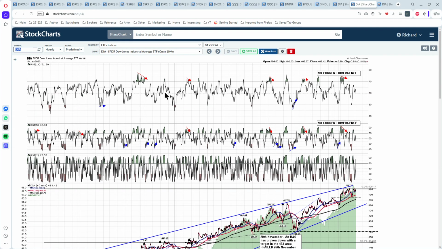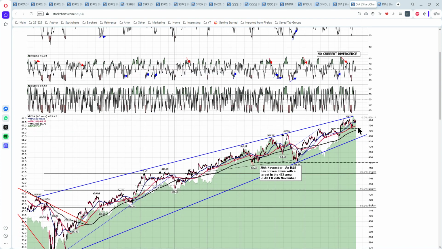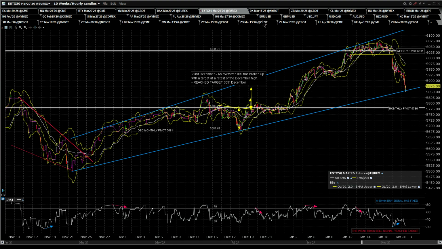So we'll see. Hourly chart, we had an early RSI 14 sell signal. That's made target, but you can see we've got a very obvious target down here, and I'm wondering if we might be heading down towards that.